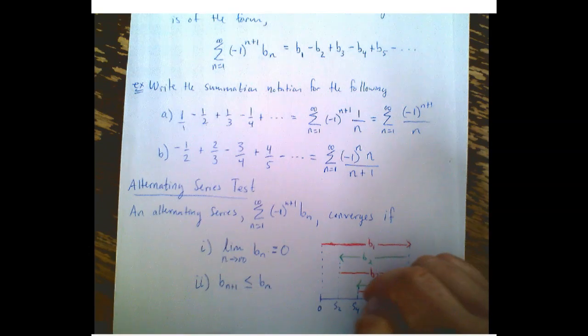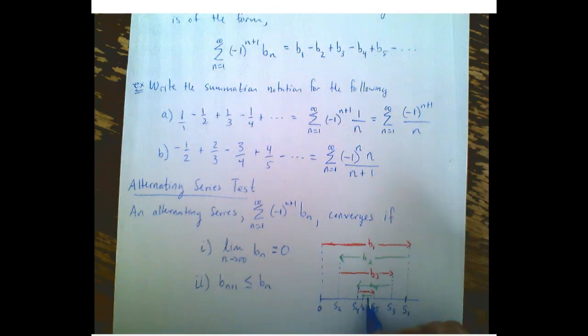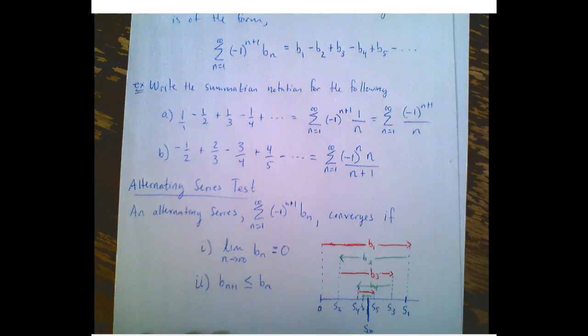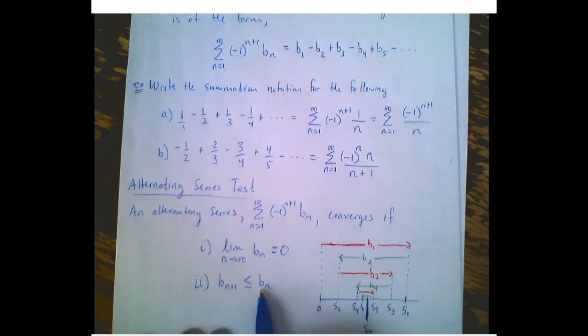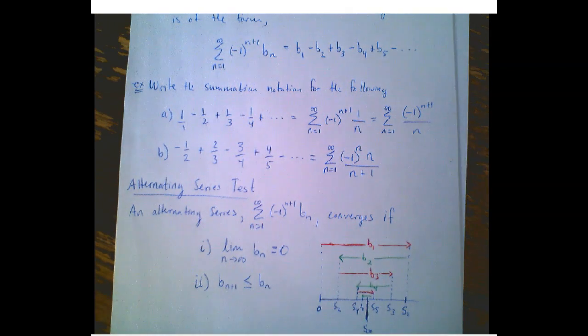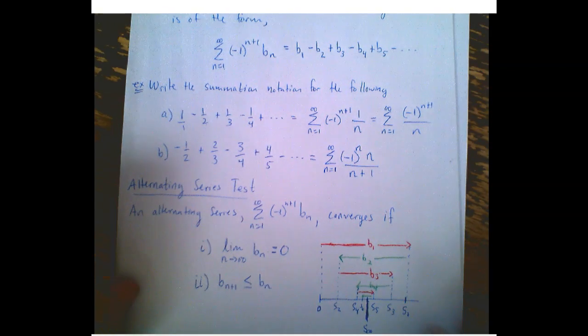So you can see that, let's see, here would be S5, here would be S6. So you can see we're honing in on some particular value, that would be the value of the infinite sum, right? The infinite partial sum here. So you can see it's converging to some finite value. If this is not true, or this is not true, of course, then let's see what happens. Do the same kind of analysis.